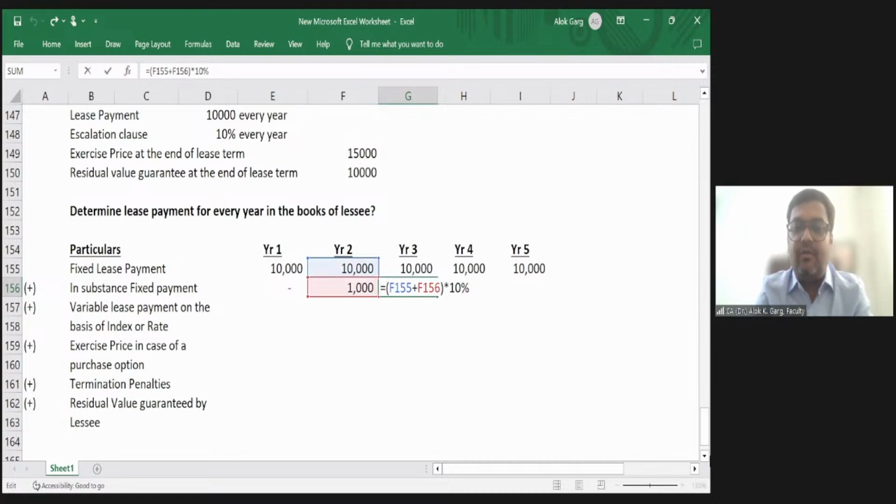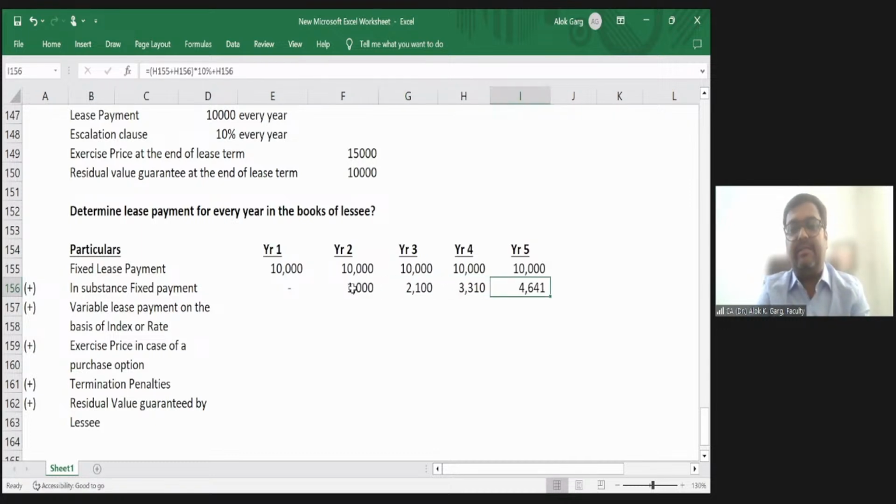So this is last rental plus last increase, this is last rental plus last increase, 2100, right? Again, this plus last increase, 3310, and this plus last increase. So in the first year, 10,000, second year, 11,000, third year, 12,100, fourth year, 13,310, and in the fifth year, it is 14,641. So this is the in substance fixed payment, which I am aware of today.